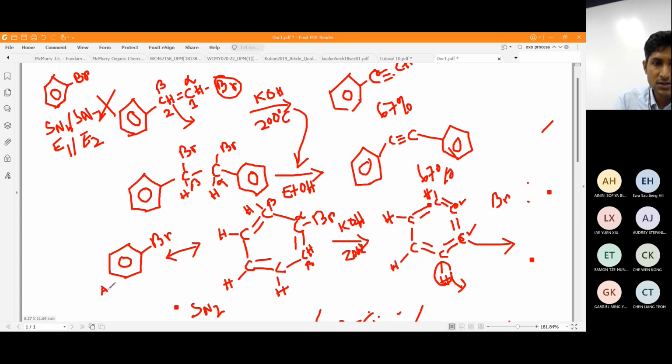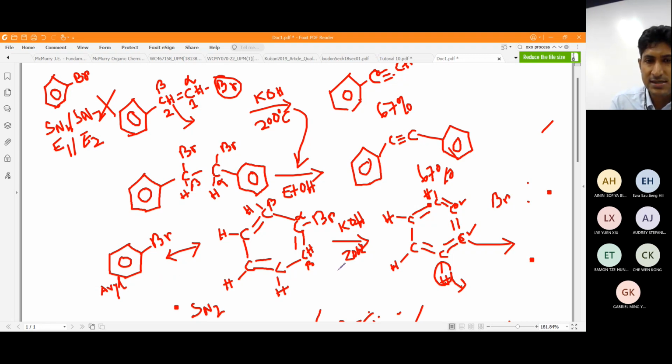So that is why this aryl halide will not have the SN1 elimination reaction. Why will it not have the SN2 reaction? What is the mechanism that it does not have the SN2 reaction?